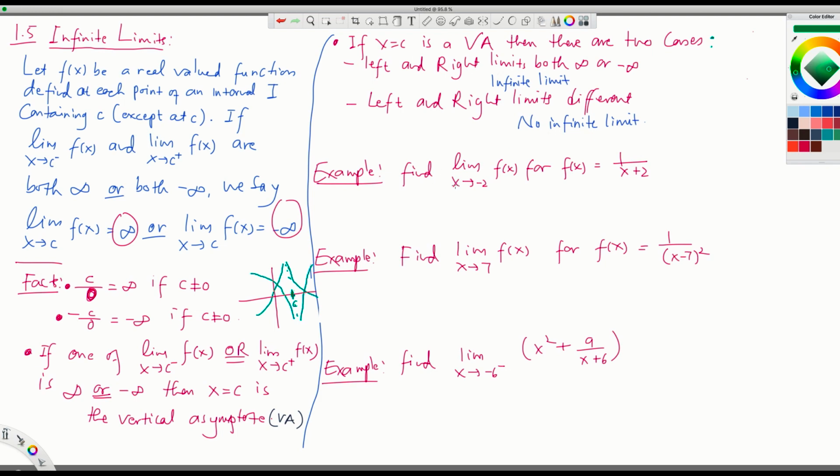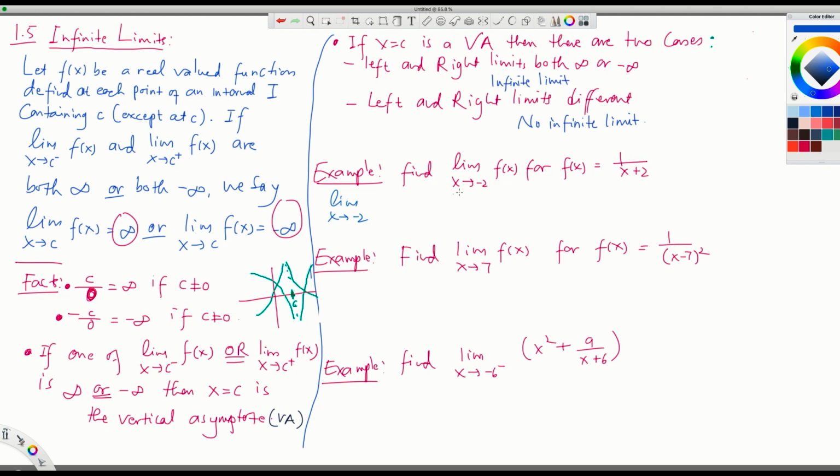Let us see this one. The limit as x tends to negative 2 of f(x), for f(x) equals 1 over x plus 2. So let's do this problem, okay? To find the limit, let's first plug in directly. If you plug in directly, you get 1 over negative 2 plus 2, which is 1 over 0. You will get positive infinity if you plug in directly, right?